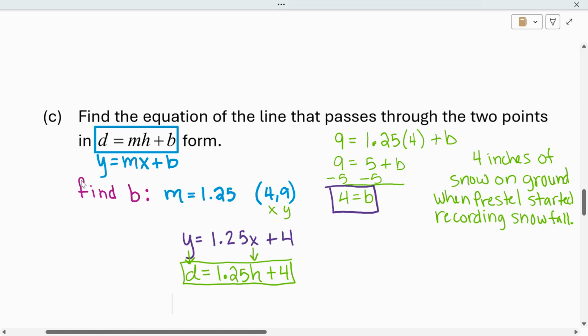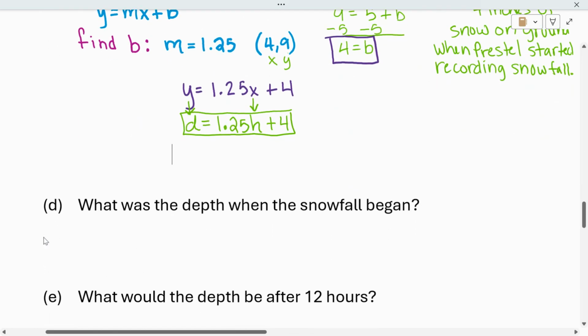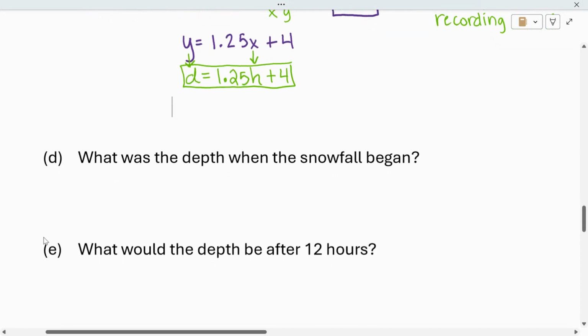Alrighty. Next question. Oh, we have more questions here. Sorry. What was the depth of snow when the snowfall began? Well, that's the value of b, and it was 4 inches.